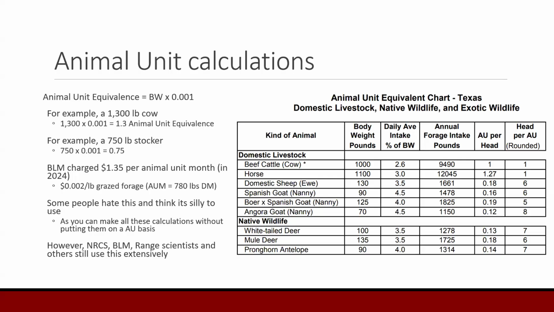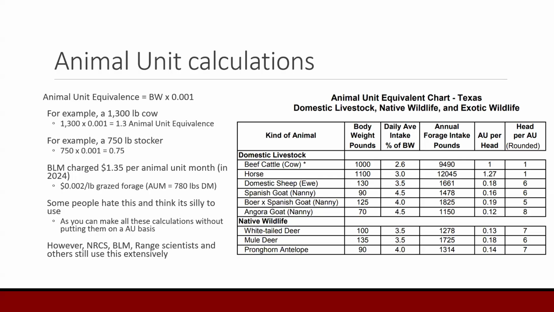You can make all the calculations you need without animal units. You don't have to use animal units to make these calculations. However, as we'll see, it can help skip a few steps. Also, the Bureau of Land Management, when they charge people, it is based off of an animal unit month basis. So BLM in 2024 was charging a producer that's grazing federal grasslands $1.35 per animal unit month.